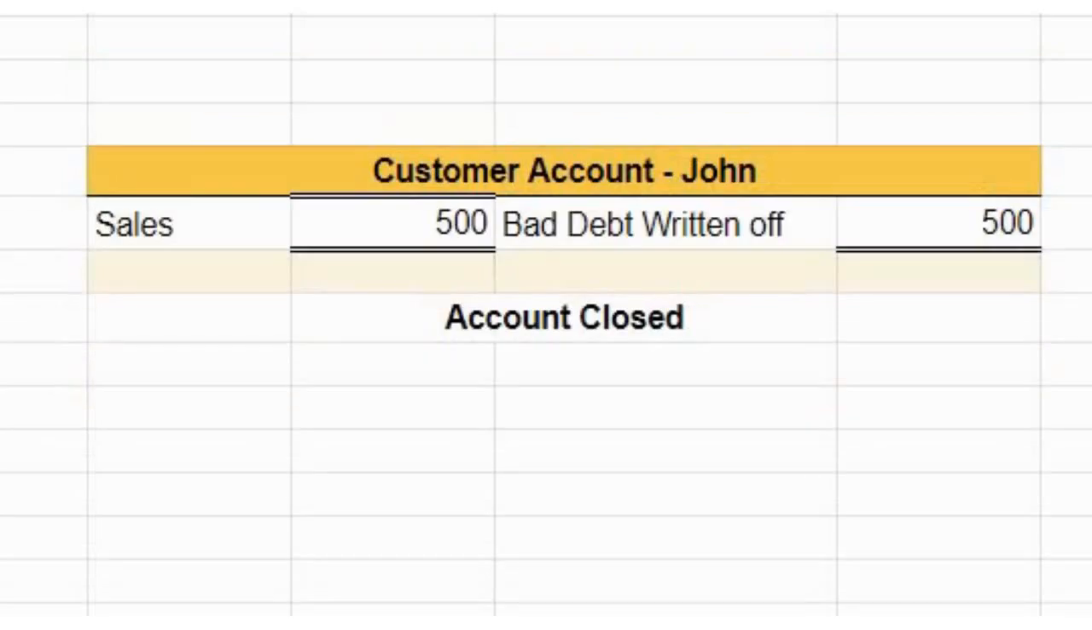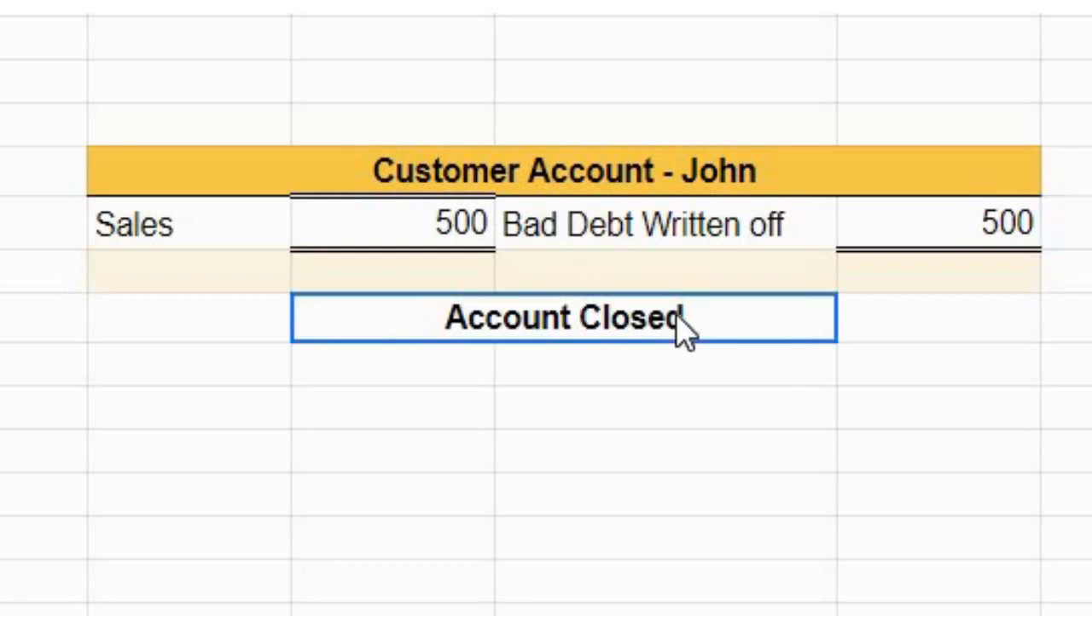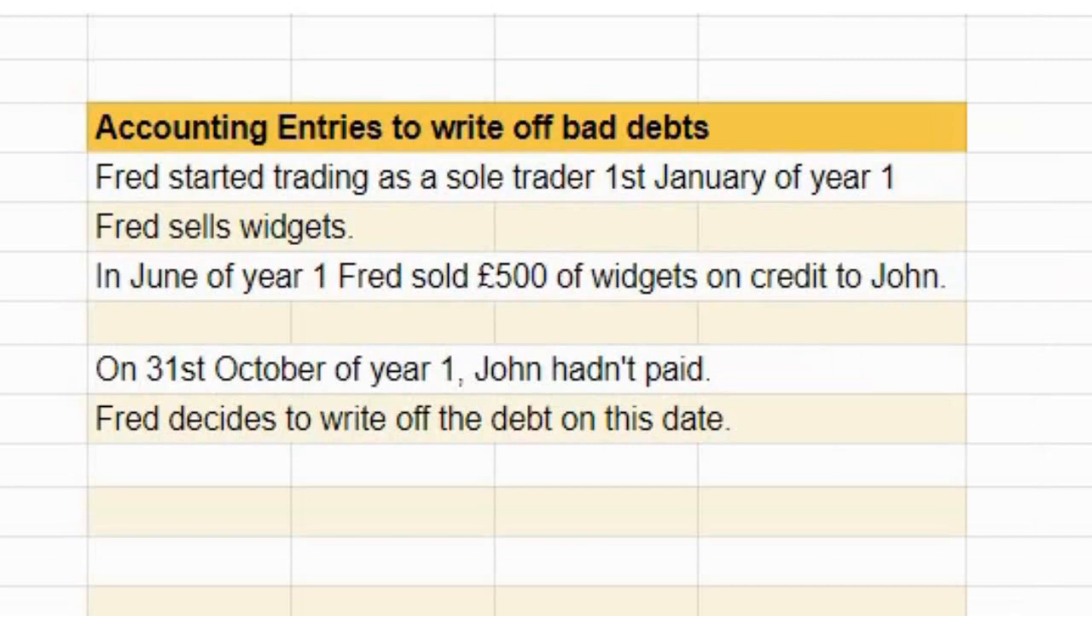We need to make a note in the customer's individual account that the debt has been written off so that we can keep a record of it. And here we have the customer account John in the sales ledger, and here we can see £500 bad debt written off, and presumably and naturally the account is now closed. And those are the two entries required to write off a bad debt completely.